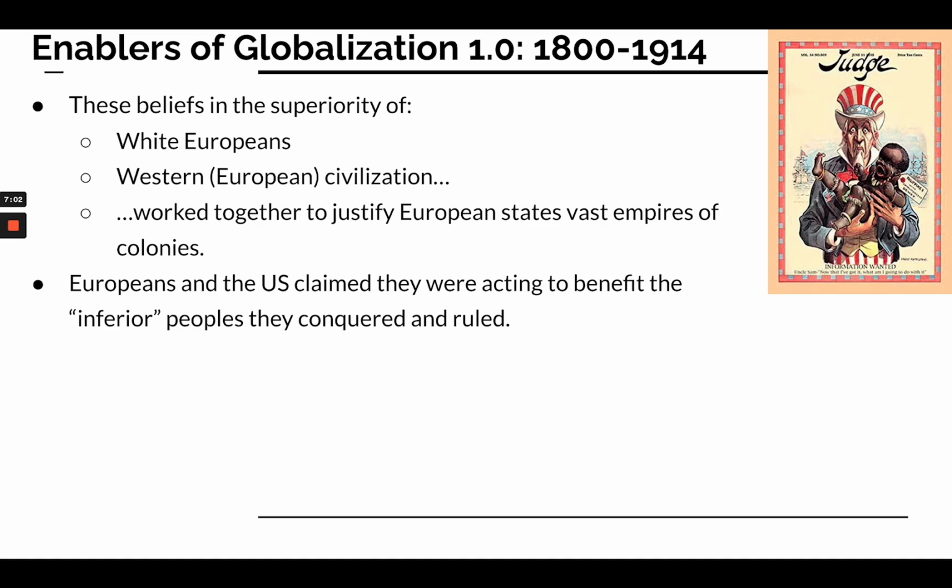Europeans and, as we'll see, the U.S. claimed that they were acting in ways meant to help, to bring benefit to the inferior peoples that they would conquer and then rule over.